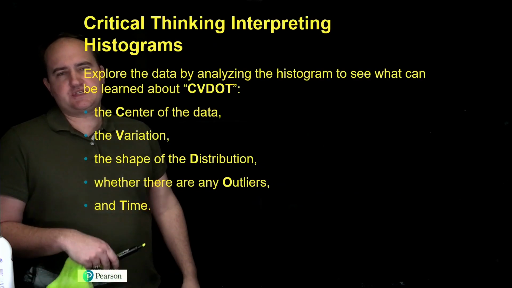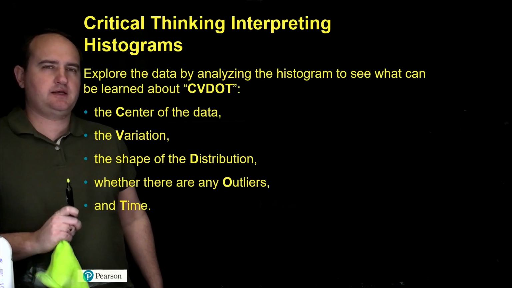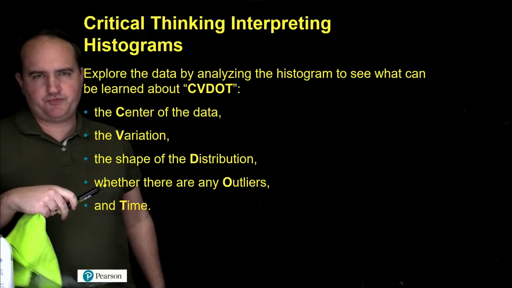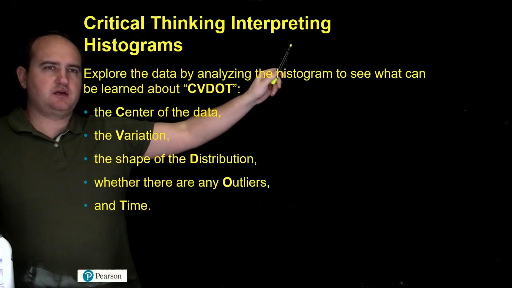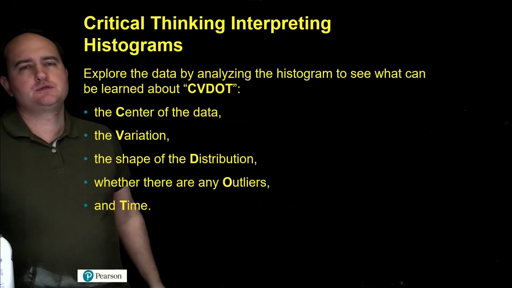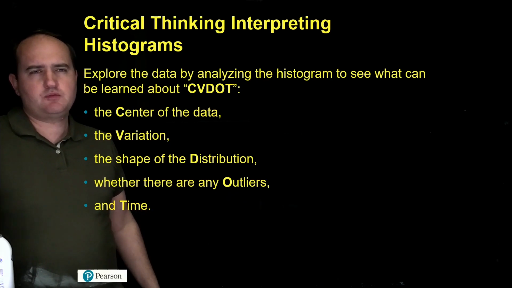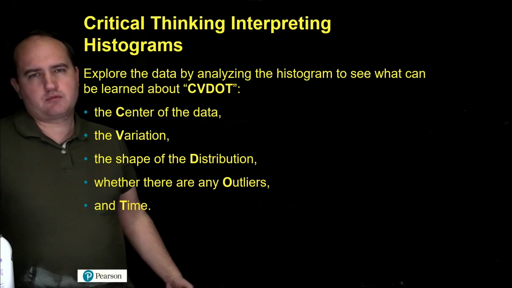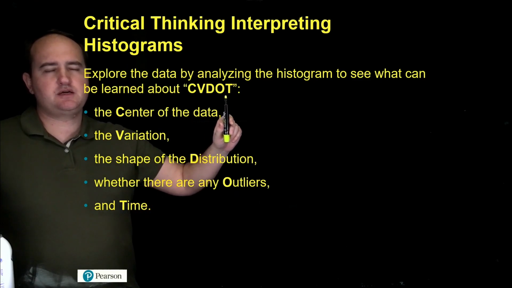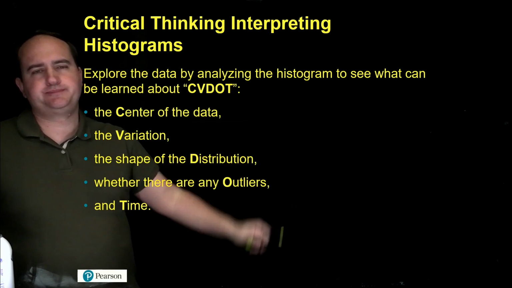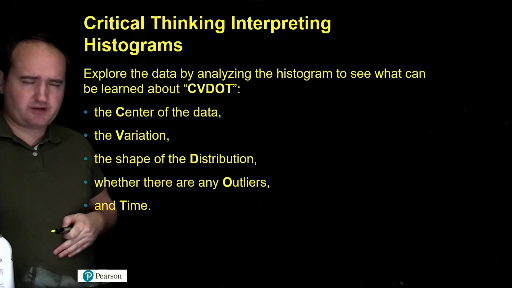Okay, now this slide's a little bit less important, but I left it in here just in case you were interested in this. So this slide is about critical thinking, interpreting histograms. So we explore the data by analyzing the histogram to see what can be learned about the data. And this here is called an acronym, CVDOT, or CV-DOT. We aren't going to be using this much, so I'm going to go through this slide pretty quickly.